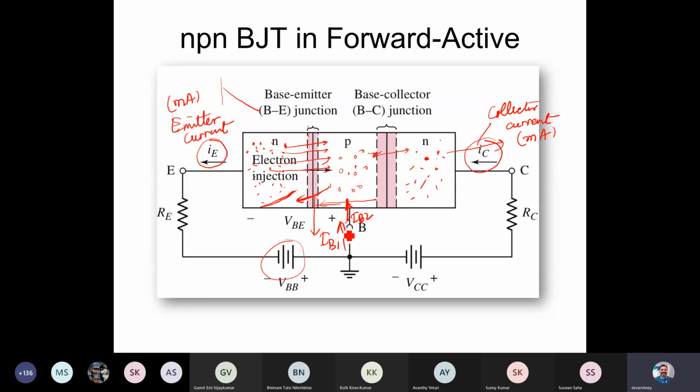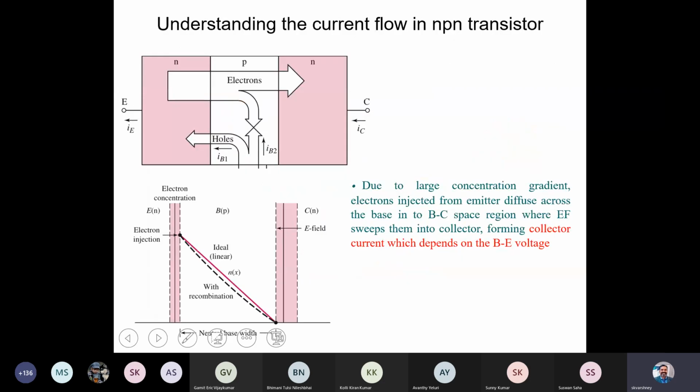So the total current goes into the base, and that total component of current is IB. This base current generally has a magnitude of the order of microamperes, or even picoamperes. So we have the three currents. For the device to function, suppose you do not connect this battery, then the device is not going to operate. So that's what I just explained.